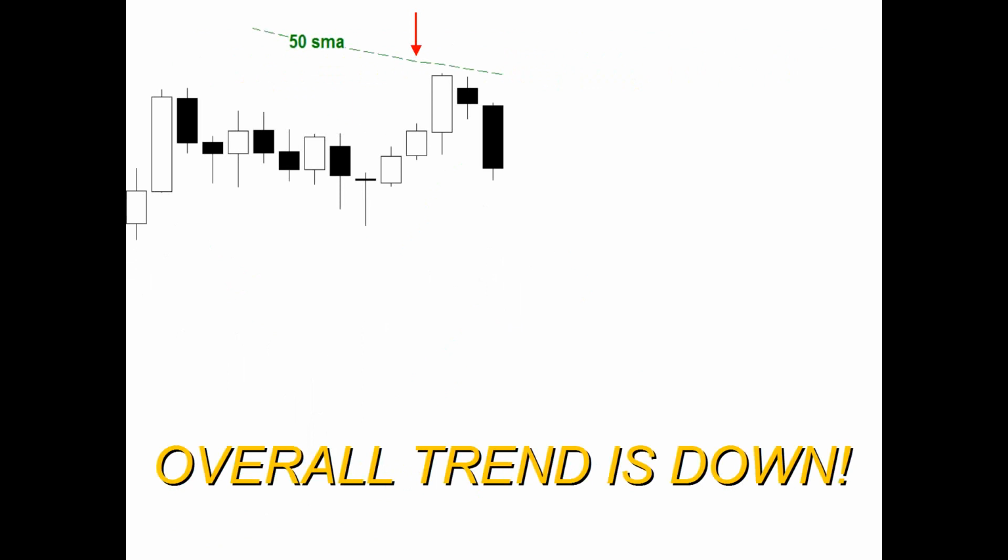Now, how do we ramp it up even higher to higher levels of consistency? Well, we want to make sure that the short-term trend is in sync with the overall trend. So do we have to look at a higher time frame? Do we have to add some convoluted indicator that we have no idea what it's based off? No. Let's take us to technique number 2.